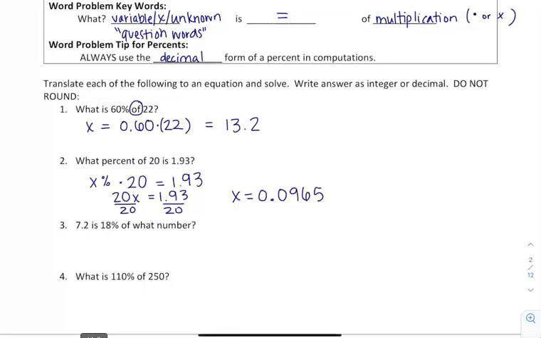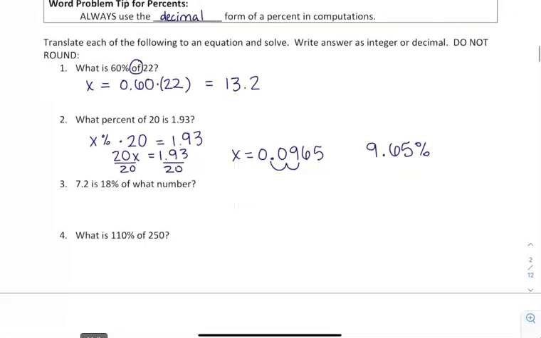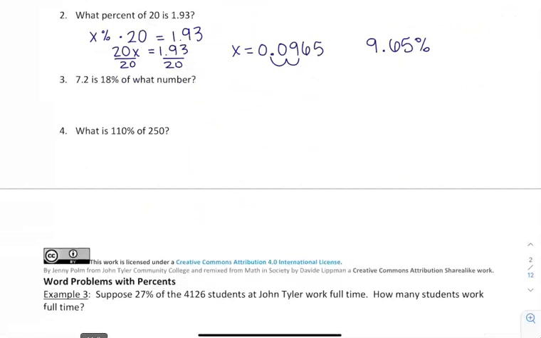We get 0.0965. And here, remember, this was asking us for a percent, and this decimal is not the percent. You would need to turn this into your percent at the end. When you do a problem like this, you are ending up with the decimal form, and move your decimal over twice to get the percent. All right, we've got 2 more here.